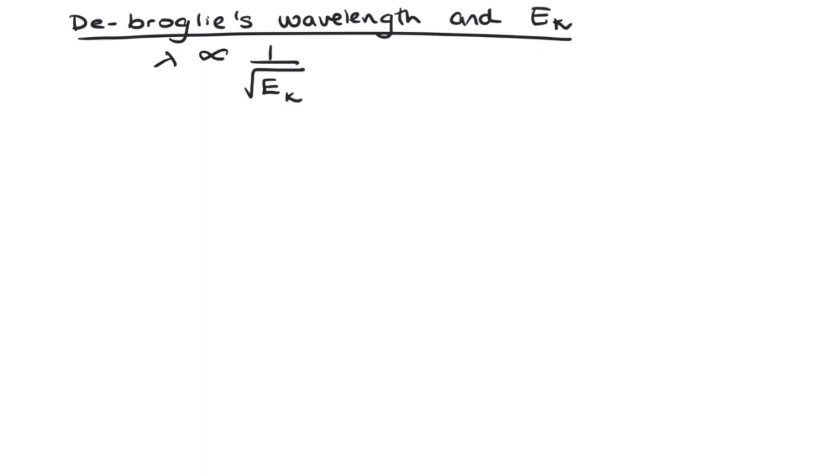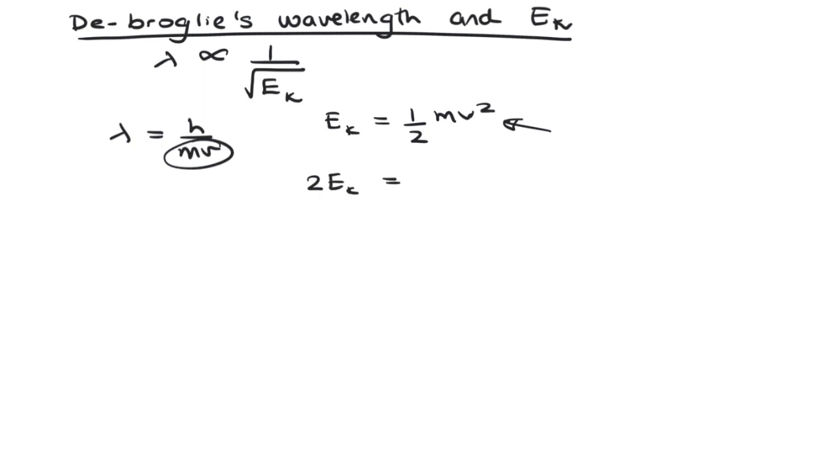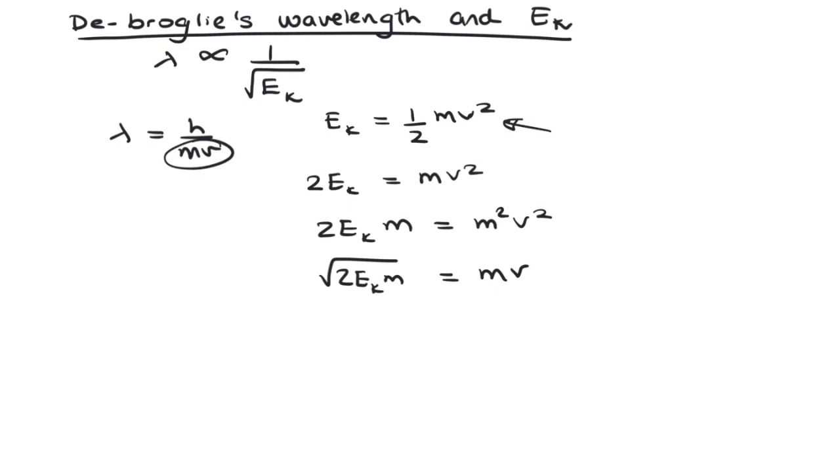And let's start with de Broglie's wavelength being h over mv, where h is the Planck constant, and the kinetic energy is half mv squared. So if I want to get rid of this m times v from the bottom, I need to introduce an Ek. So let's manipulate this equation and see what we can get. Let's multiply both sides by 2, so that would give me mv squared. And I'm going to multiply both sides by m as well, because I can then get an m squared v squared, which I can simply square root.